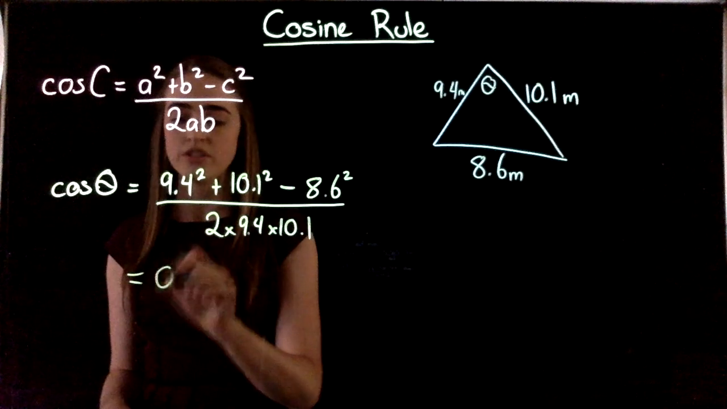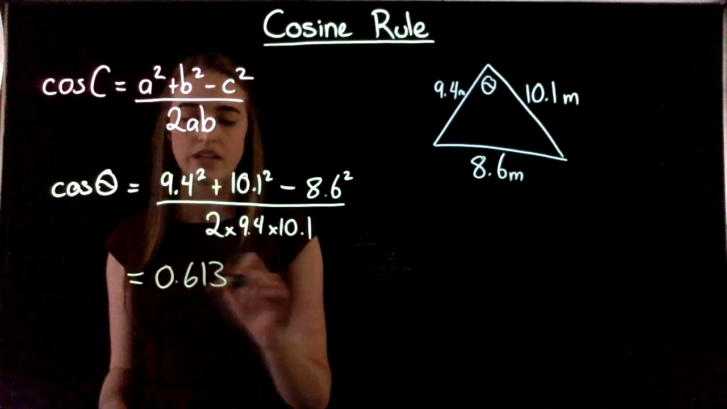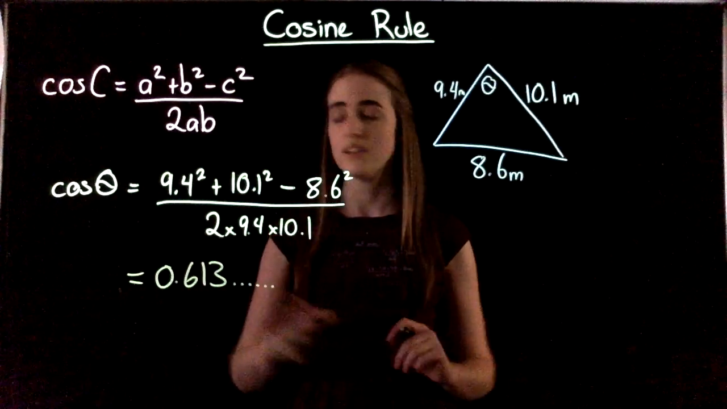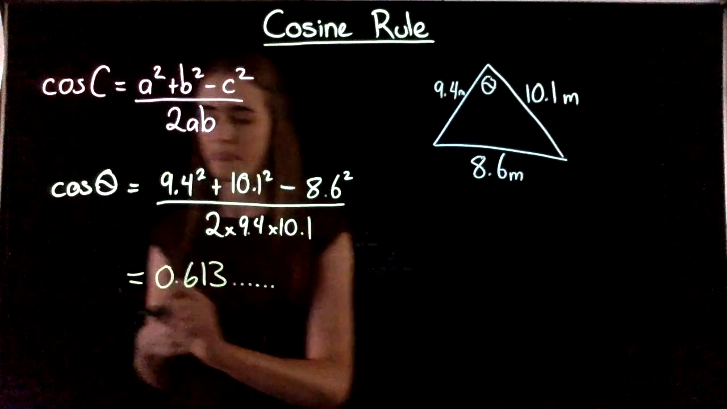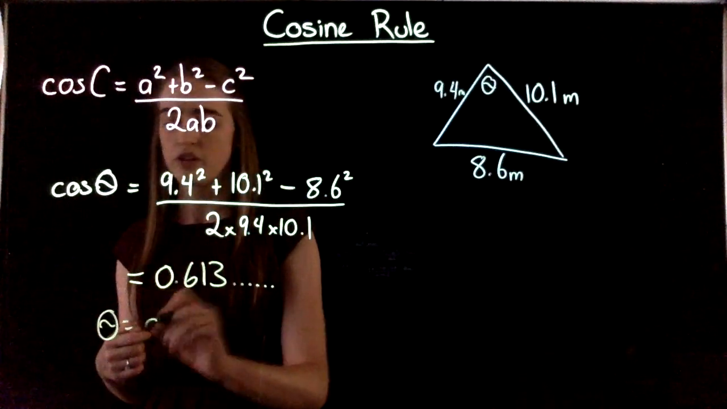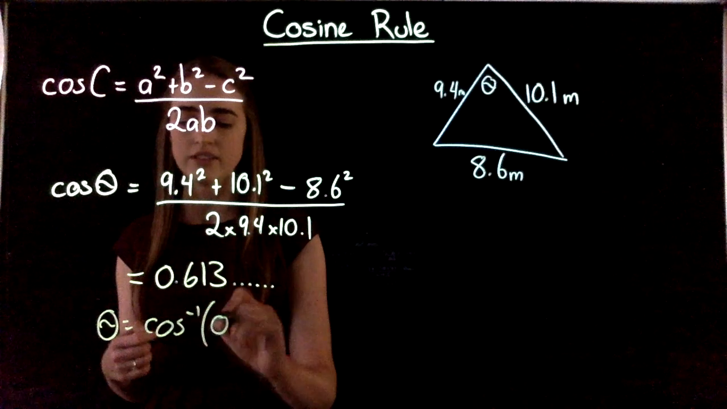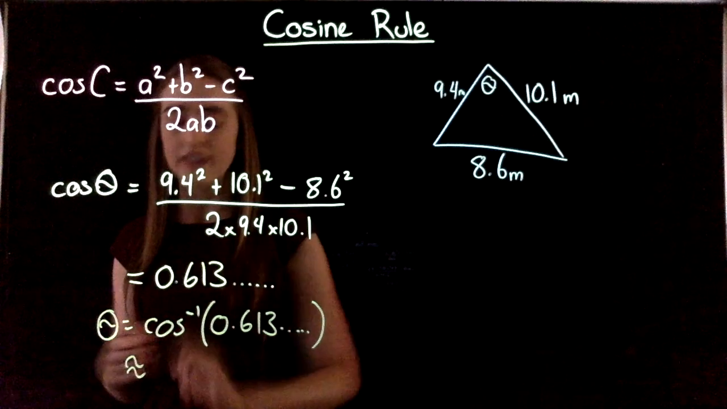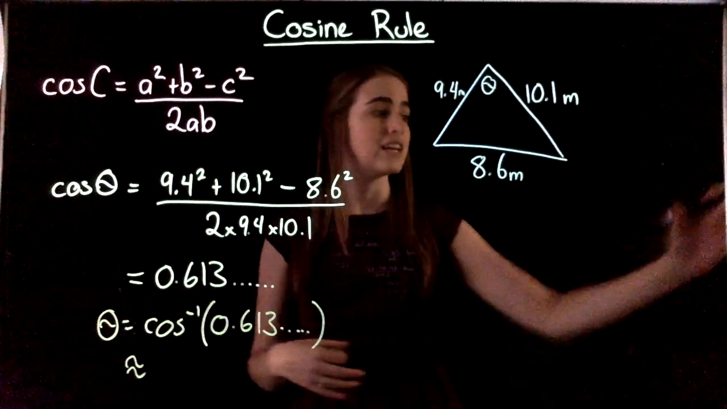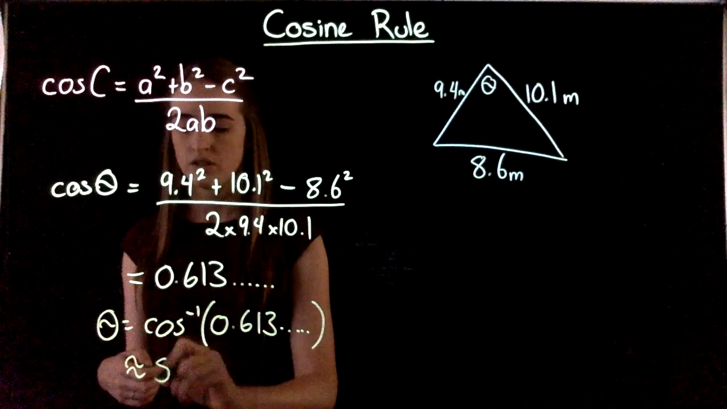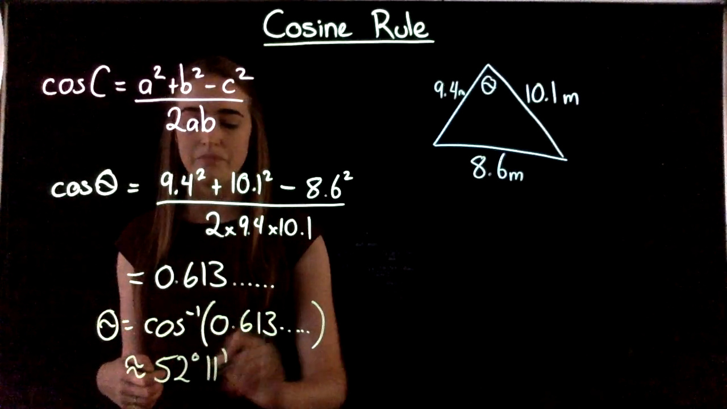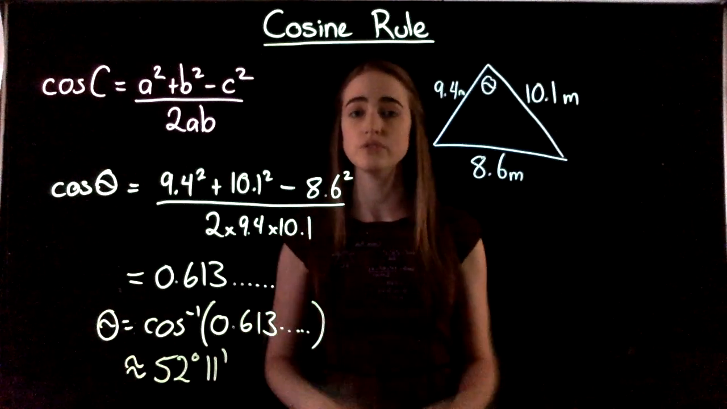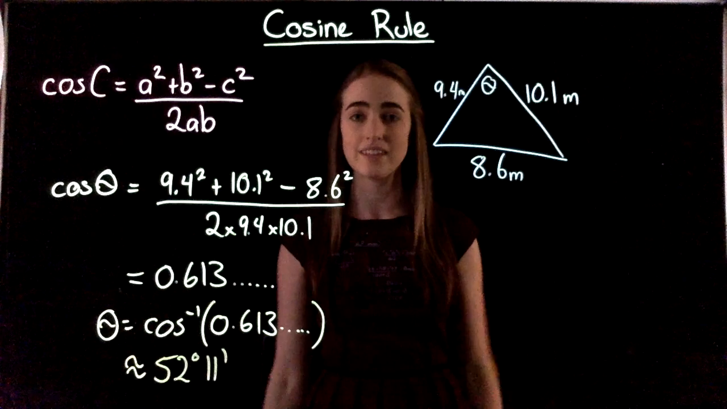We're going to get 0.613, and that number keeps going in your calculator. And you're not going to round that yet. You're going to leave that whole number there because we haven't got to our final answer yet. So then if we're trying to find theta, we're going to go cos inverse of that 0.613 and that whole thing. And then we can round our answer. We're going to round this one to the nearest minute, and it's going to give us 52 degrees and 11 minutes. Alright, so that's just a few examples of how we can use the cosine rule to find the lengths of missing sides and the size of missing angles.